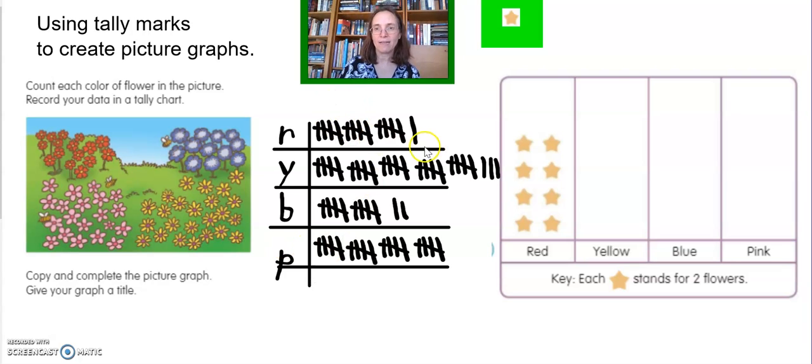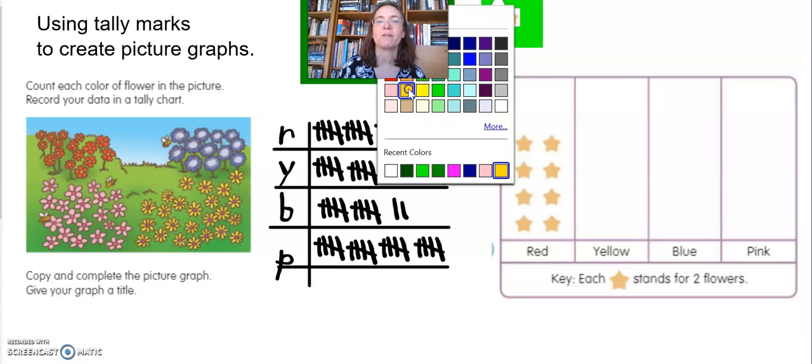Now, I did all my tally marks here, and now I've got to put all the stars in here. And it says here that each star stands for 2 flowers. I can do that because each of my totals is an even number. Red is 16, 5, 10, 15 plus 1 is 16. How about these yellow ones?